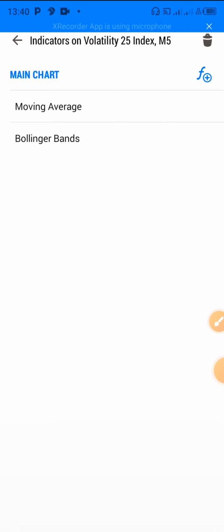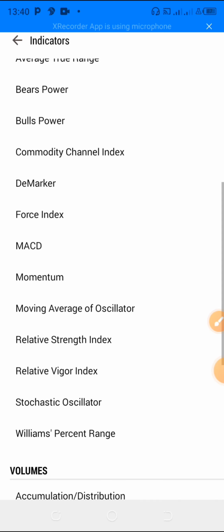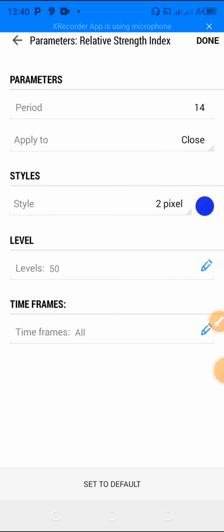Then we're going to add the last one, and we're going to go again on that F icon. We click it. Then we're going to go under oscillators. Under oscillators, we're interested in the RSI, the relative strength index, and the period is going to be 14, apply to close. The style is going to be 2 with the color blue. So when you're done, you click done.